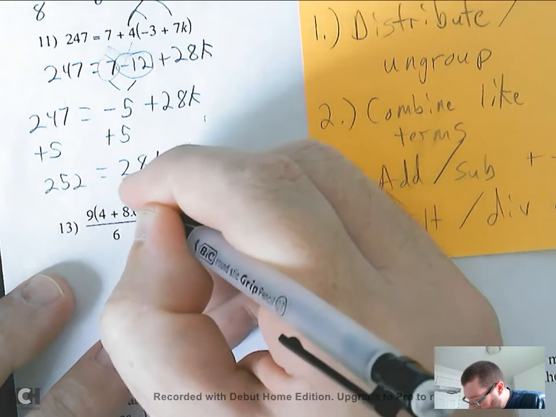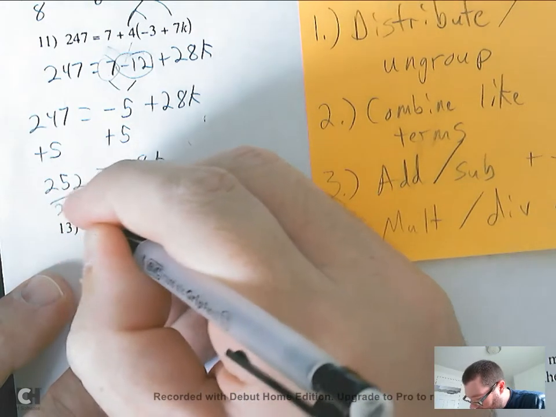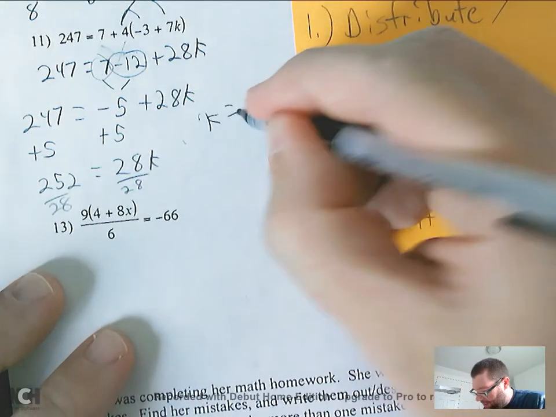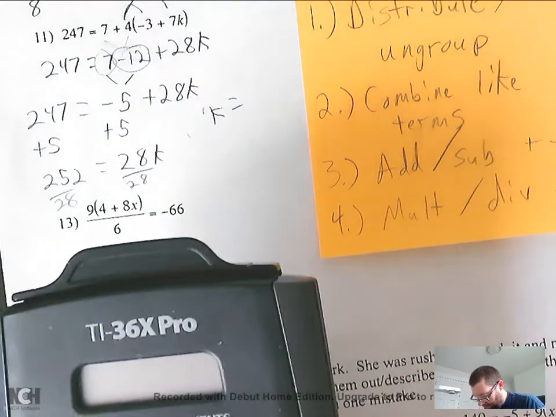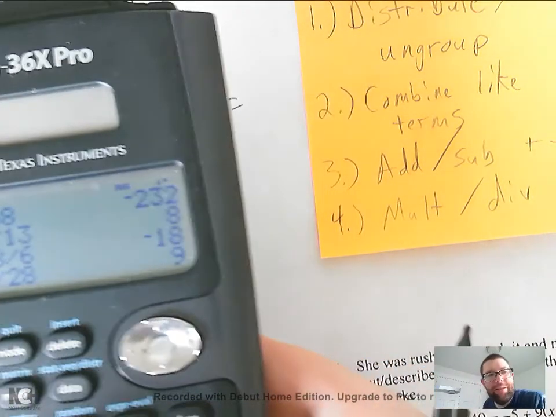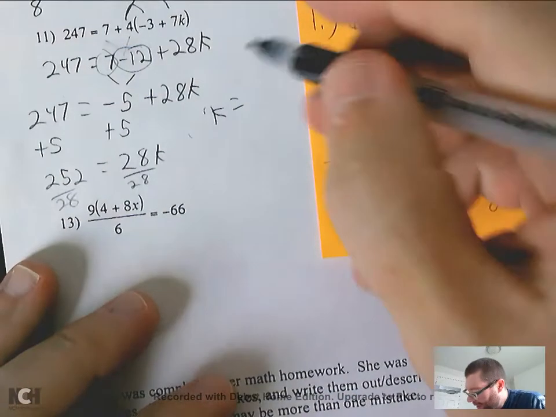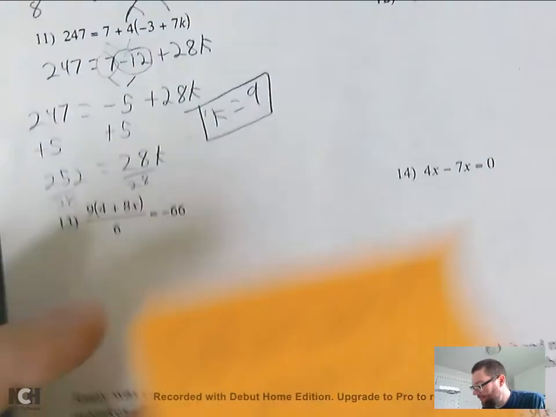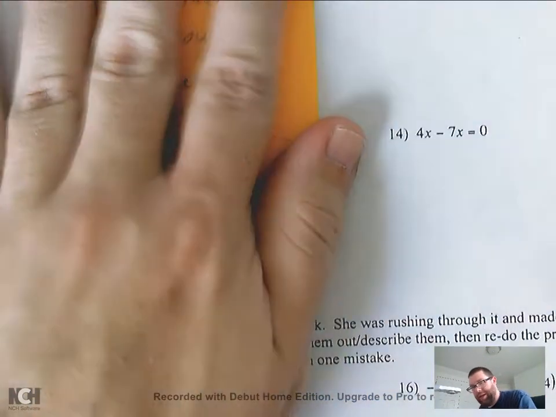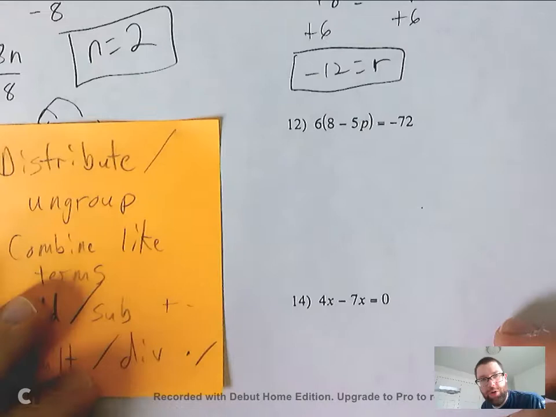And then you divide by 28. And k is equal to, not sure, that's why I have a calculator, 9. K is equal to 9. Voila. Okay.